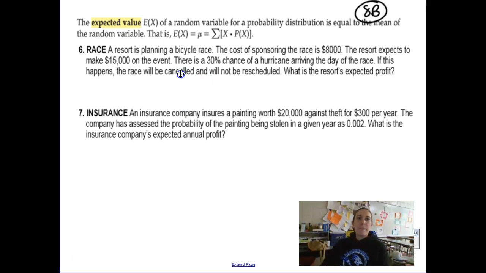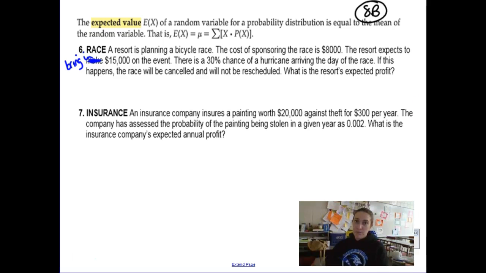So we have our resort, and we're planning a bicycle race, and the cost of sponsoring the race is $8,000. And then the resort expects to make $15,000 on this event. We're going to change this wording a little bit, because when they say make $15,000, that's confusing whether it's profit or revenue. So we're going to say that they bring in $15,000. So if you do a quick subtraction there, that means they're looking at a profit of $7,000 if the event actually occurs.